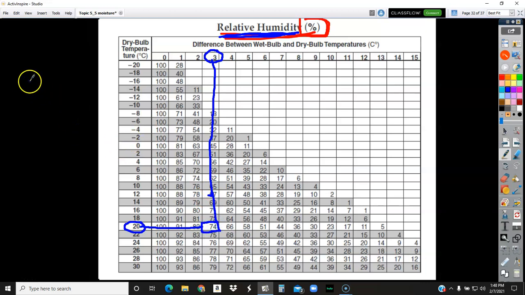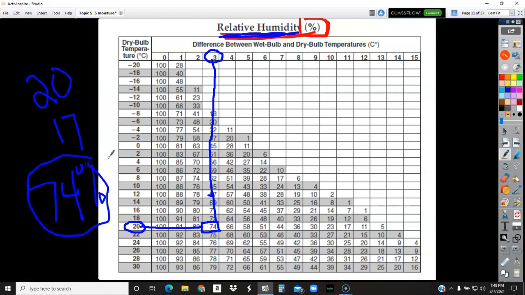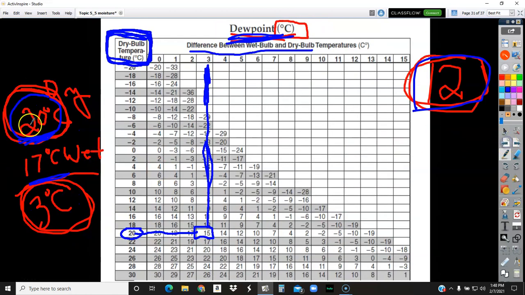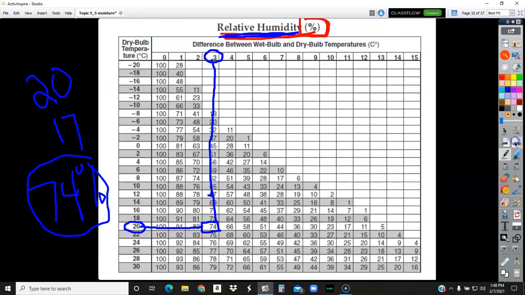74%. So when I had a dry bulb of 20 and a wet bulb of 17, my atmosphere, or the air, is 74% humid right now, which is pretty high. That's a high humidity. And it makes sense. These numbers are only 3 degrees apart. And as we said earlier, the closer these numbers get to each other, the better the chance of precipitation and the better the humidity is. And I'm at 74% humidity.